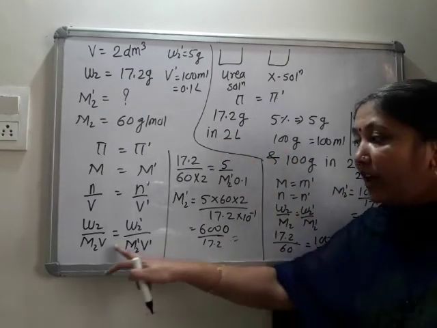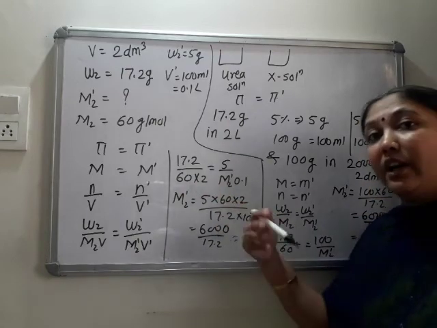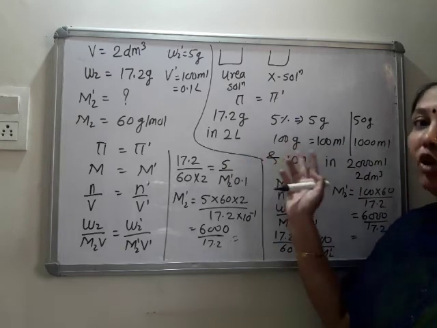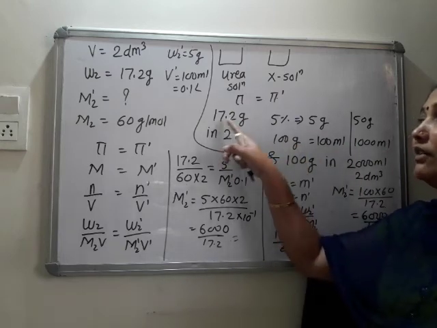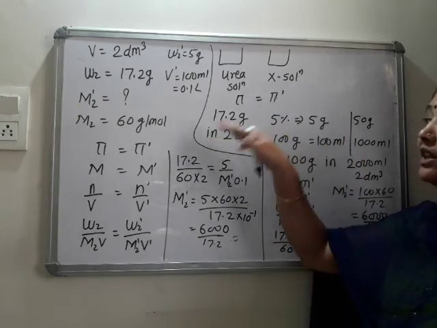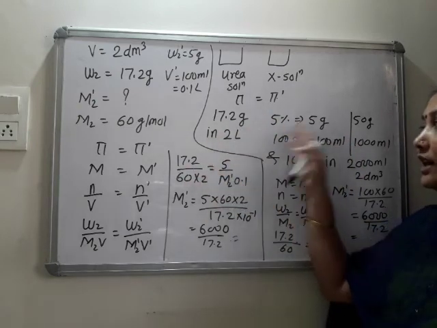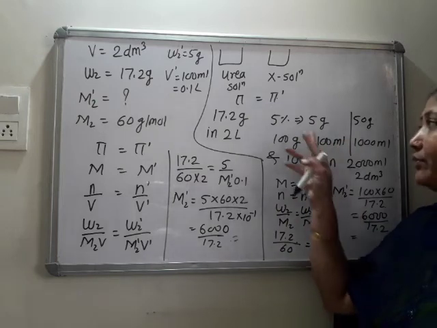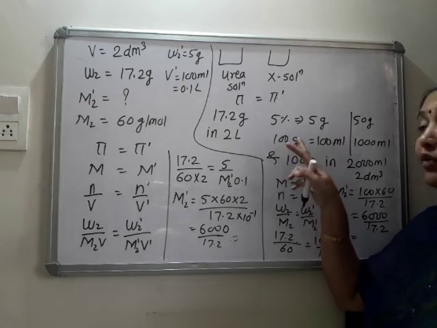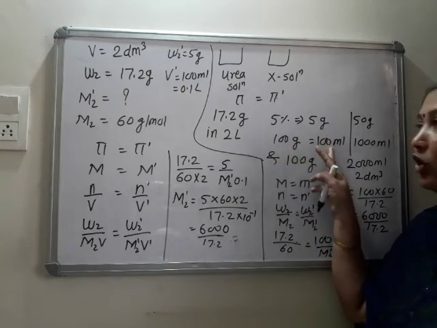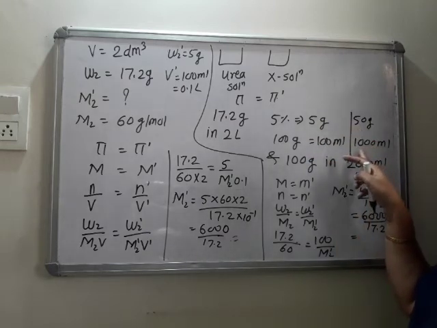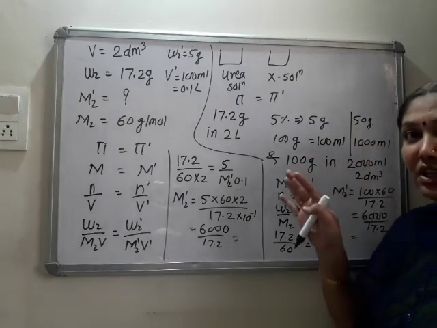Here volumes were different, so we solved this sum by taking different volumes. Another method to solve is to make the volume equal in both cases. Here 17.2 gram is present in 2 liter. Make this volume 2 liter, or make the other 0.1 liter. It is easy to make this 2 liter. How? 5% means 5 gram is present in 100 ml of solution. If 5 gram is present in 100 ml, then 50 gram is present in 1000 ml. It means concentration remains the same.